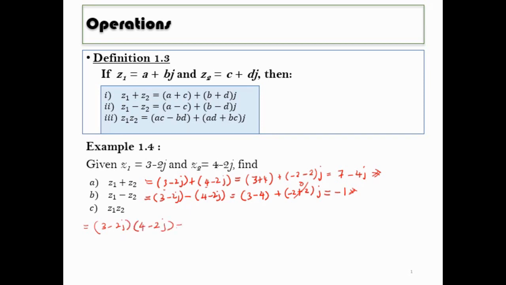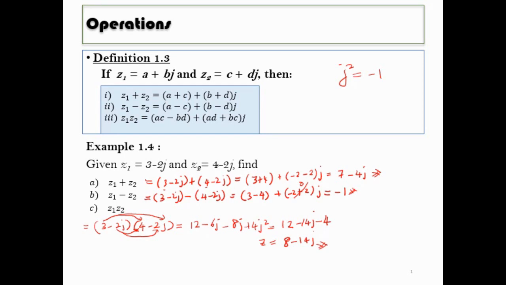Okay, so you need to expand everything. So you will get 12 minus 6j minus 8j plus 4j squared. And then you simplify. We know that j squared is equal to negative 1. So you just simplify it: 12 minus 14j minus 4. Am I right? Okay, next, it will be 8 minus 14j. That's it. That's the answer for example C.